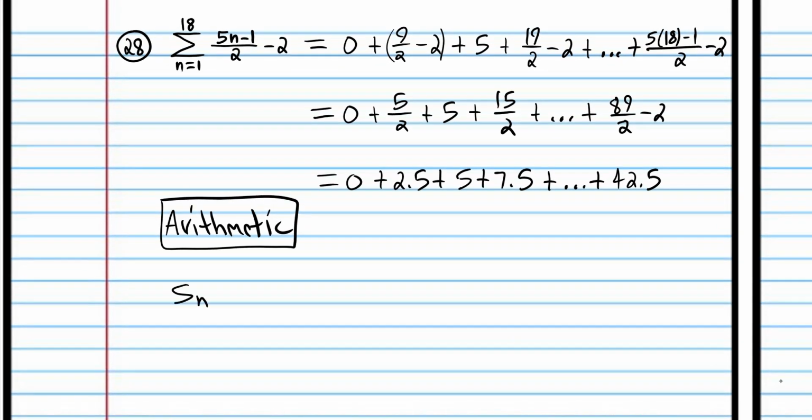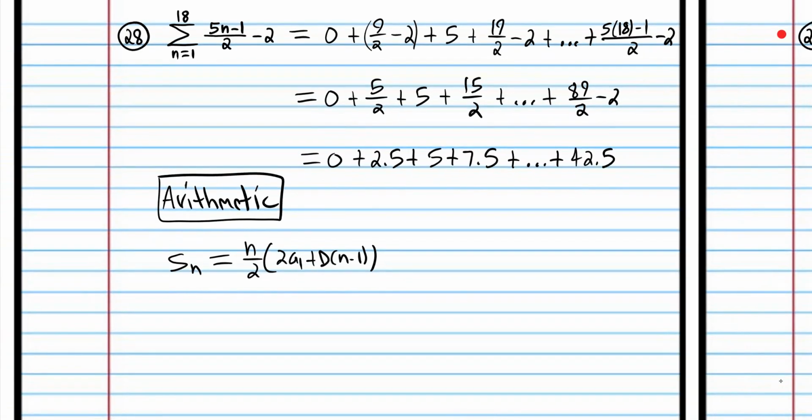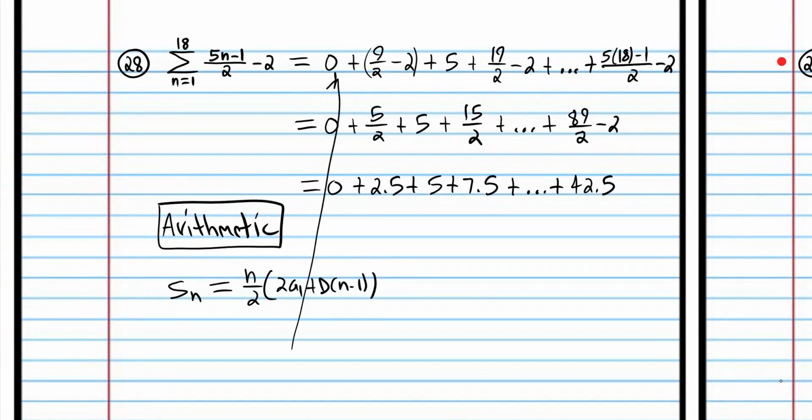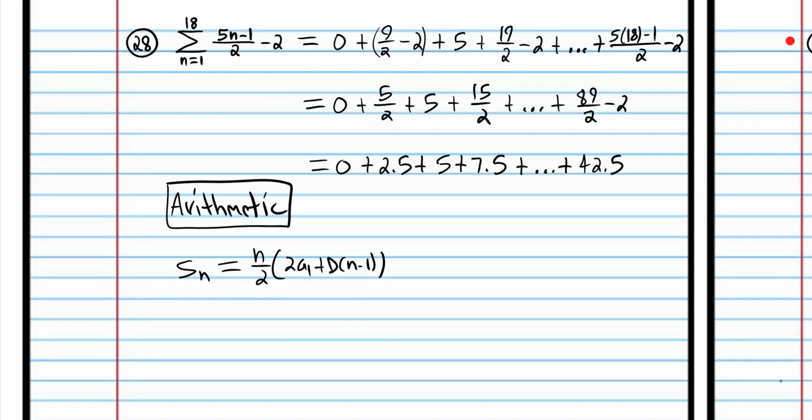So we're going to find the sum using our formula for the sum of the first n terms of an arithmetic sequence. And the question is, are we going to let 0 be the first term or 2.5? Well, I'm going to let 0 be the first term. That means we're adding 18 terms. If we let 2.5 be the first term, then we're going to add 17 terms. So just be aware of that.